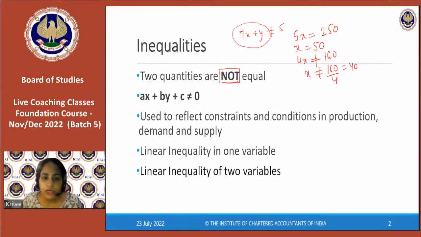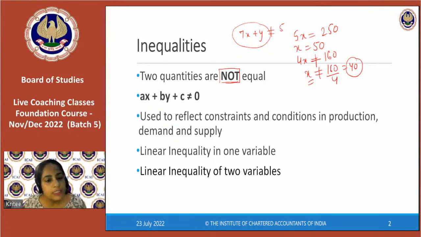When the two quantities are not equal, that is when the value is not going to pick up a particular value, that is where our inequality condition is satisfied. So one such example is when ax plus by plus c is not equal to 0, that is, it can take up any value other than whatever the answer will give you.